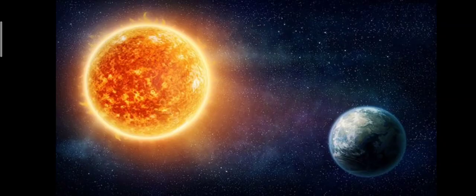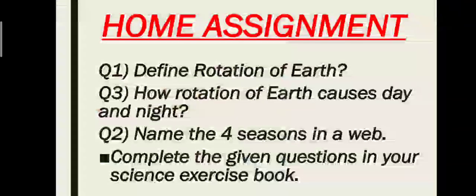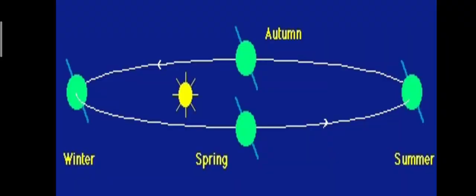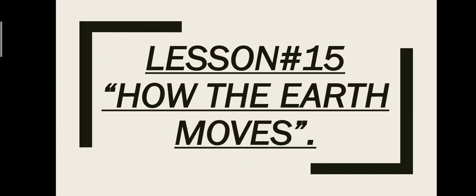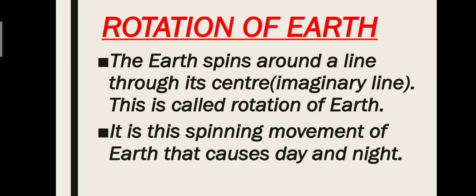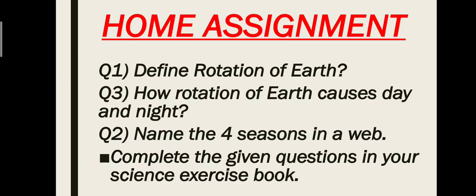What is your home assignment, class 3? Open your science copies and first of all, make a title page of lesson number 15, how the earth moves. You have to make a complete and clear title page of how the earth moves, a proper title page, and make sure that the title page is drawn on a line page. Then after the title page, you have to write down the first question along with the date.